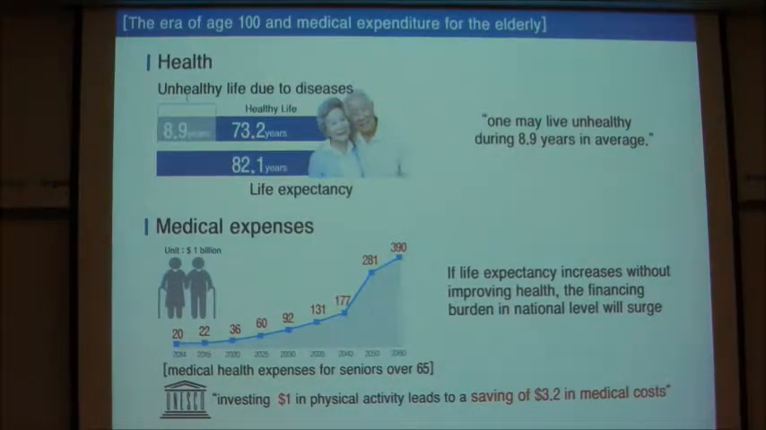Additionally, the world is entering an aging society. In Korea, life expectancy is 82 years, but healthy life is only 73 years. This means a Korean dies after being sick for 9 years. According to the graph, medical expenses for seniors are expected to increase fast. Additionally, UNESCO said investing $1 in physical activity leads to a saving of $3.2 in medical costs. This means sport for all and health are directly related.